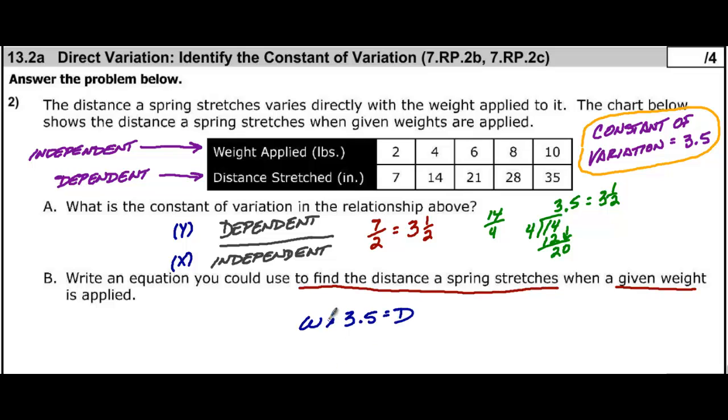I'm going to change this to the x style so we don't get mixed up with that decimal. So 3.5 times the weight. Written out as a sentence, it would be weight times 3.5 equals distance. And you could check that against any one of these. 35 equals 10 times 3.5. 28 equals 8 times 3.5.